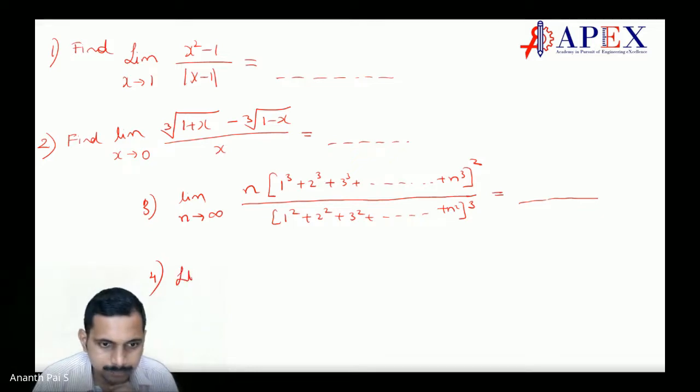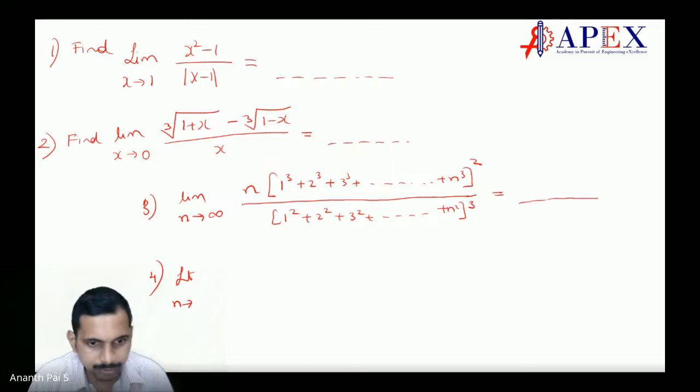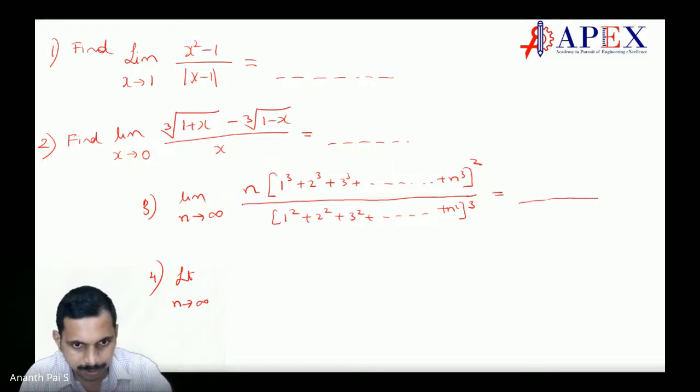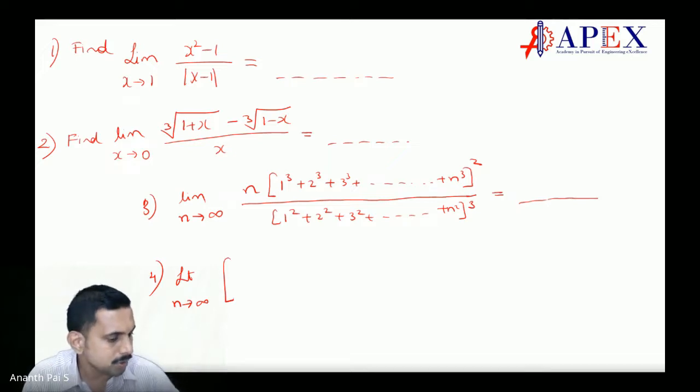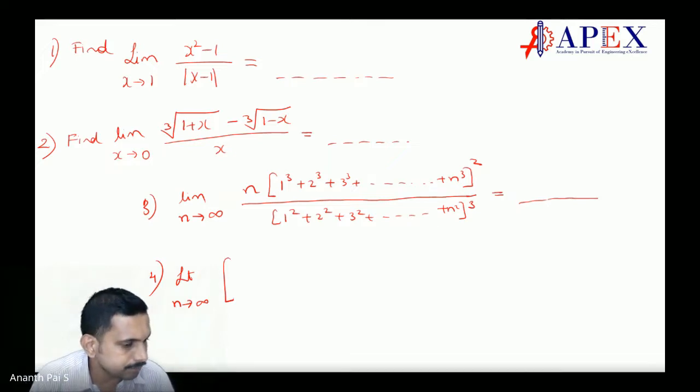Fourth one. Limit as n tends to infinity. These kinds of questions have appeared in GATE, students, so we have to solve this.